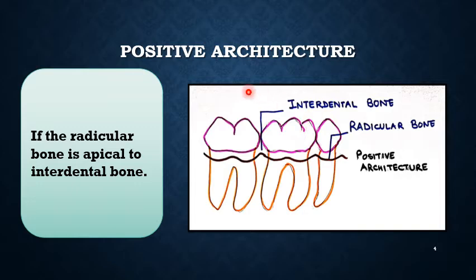Positive architecture means that interdental bone is coronal to the radicular bone, right? That means radicular bone is apical to the interdental bone, but there is not gradual scalloping. It is less than ideal. So positive architecture of the bone is when this interdental bone is at a coronal position as compared to the radicular bone.